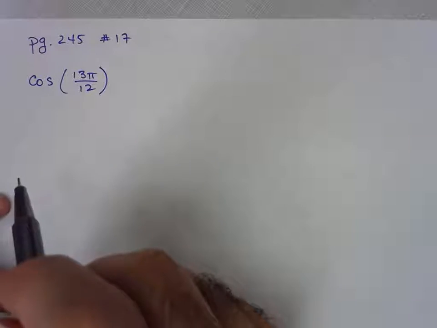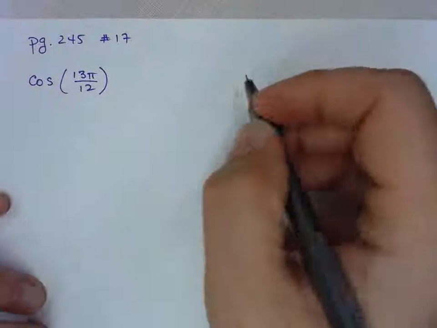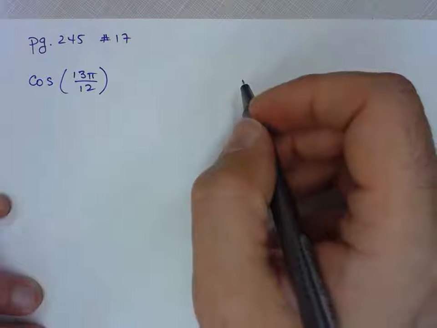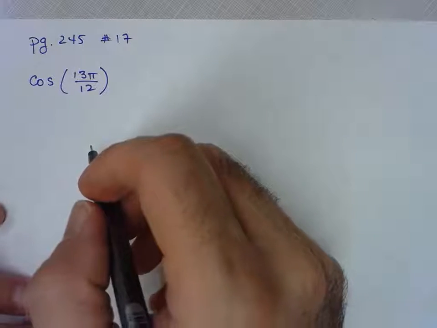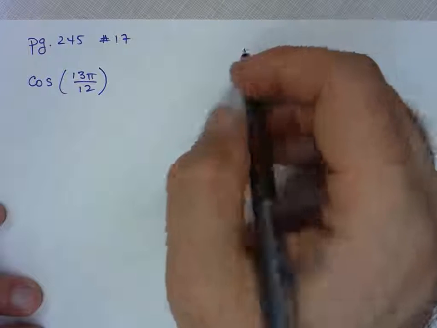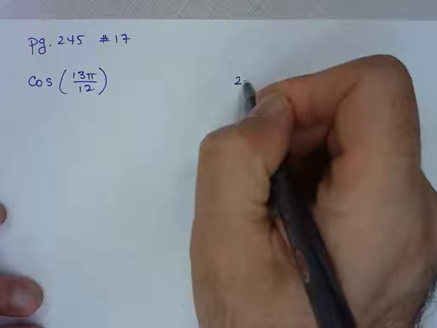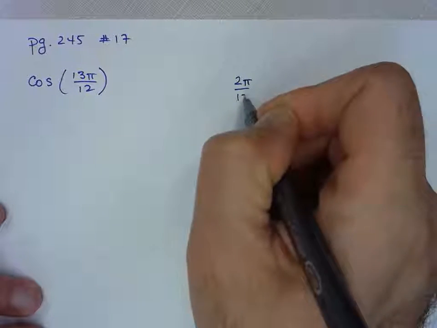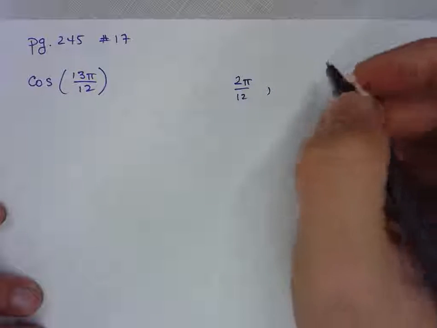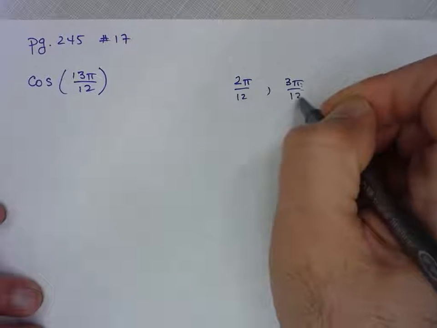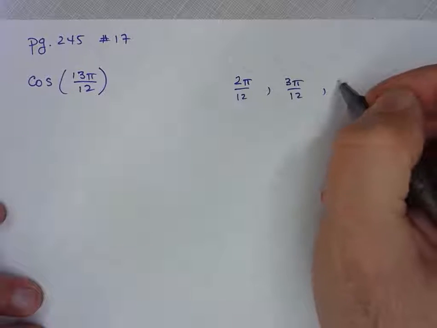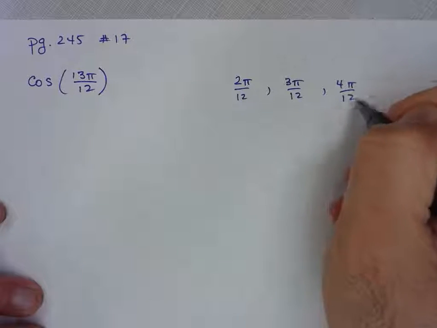Okay, so one thing you might do is to first just write these special angles all using the denominator 12, so it'll be easier to see the combinations you might use. So you've got pi over 6. Instead of writing it as pi over 6, you can write it as 2 pi over 12. And instead of pi over 4, that's 3 pi over 12. And instead of pi over 3, that's 4 pi over 12.